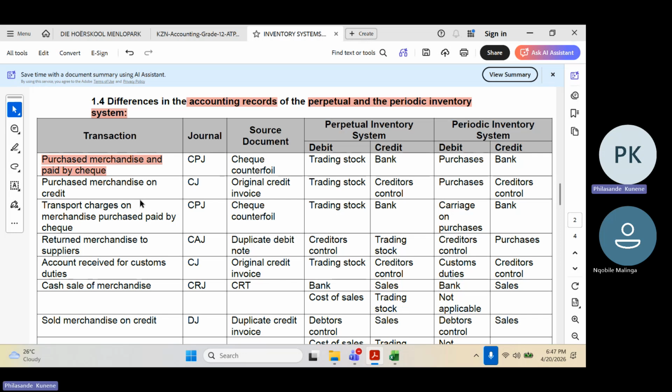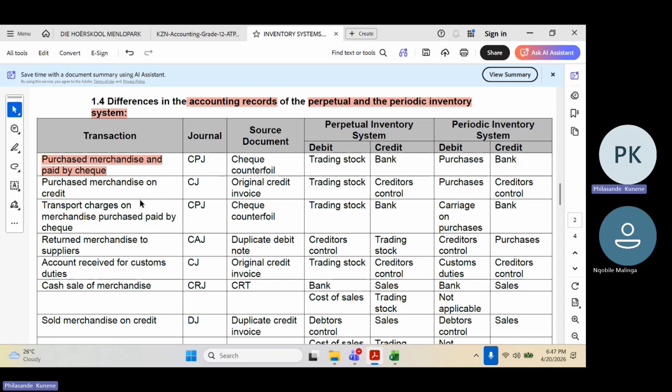Did I tell you about that? I'm asking, do you know that merchandise is still the same thing as trading stock? Yeah. Okay, perfect. I'm happy about that.